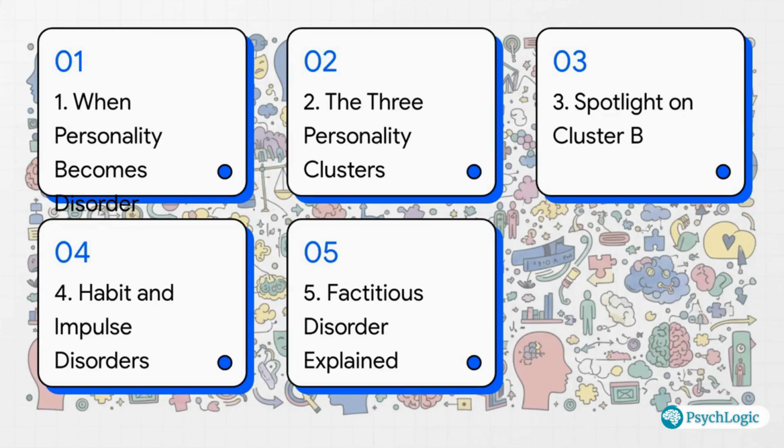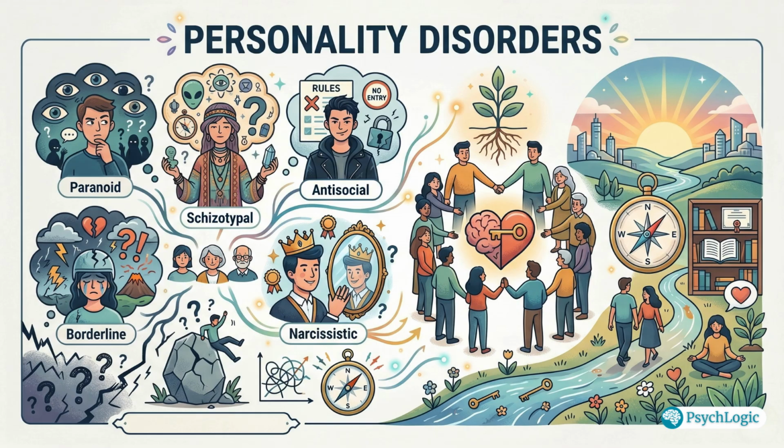All right, here's our game plan. First, we'll look at the official definition of what makes a personality a disorder. Then, we'll see how these conditions are grouped together, which is super helpful. We're even going to zoom in on one of those groups before exploring some other related and pretty interesting conditions. This should give us a really clear roadmap. Okay, let's get right into it.